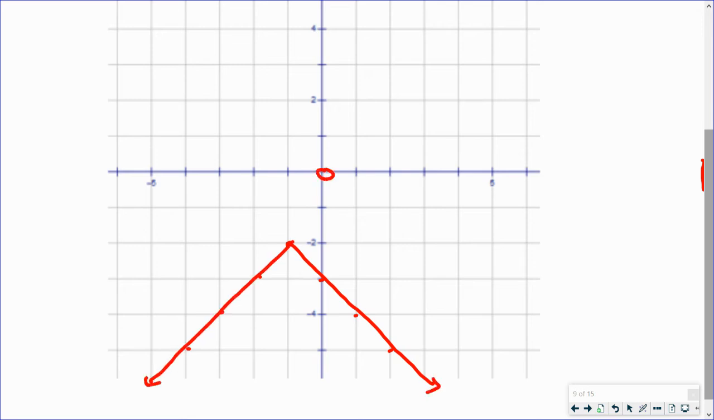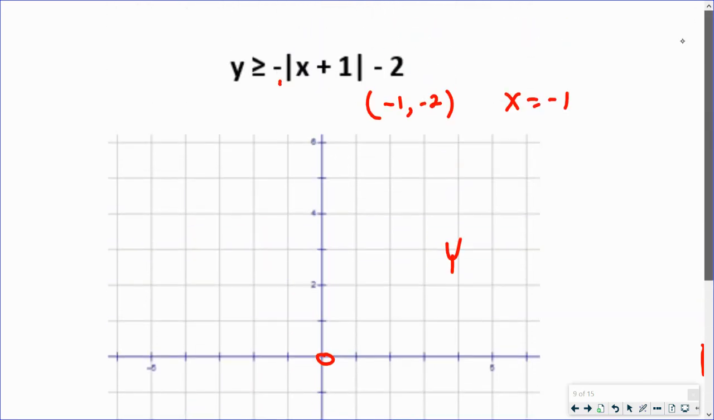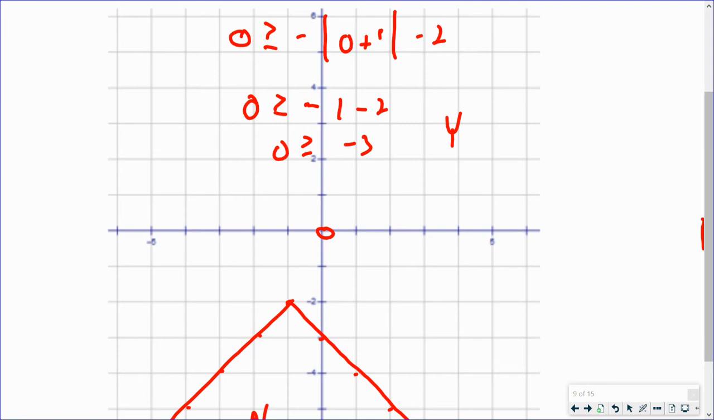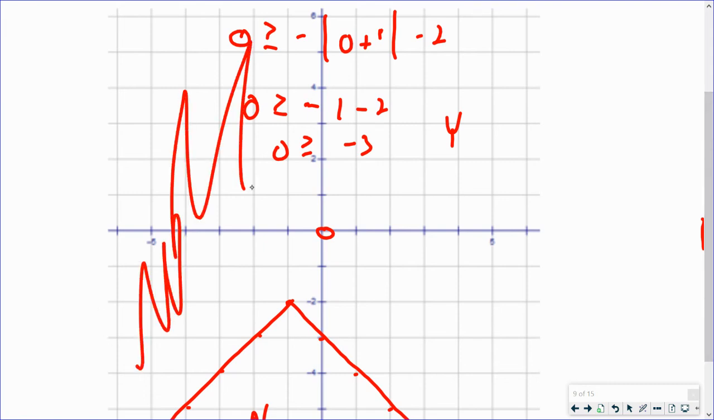Okay, there's my test point. That makes this a yes, that makes this a no. So is 0 greater than or equal to the opposite of the absolute value of 0 plus 1, minus 2? So 0 plus 1 is 1, that's -1 minus 2. Is 0 greater than or equal to -3? That seems to be yes to me. That's the shade side.